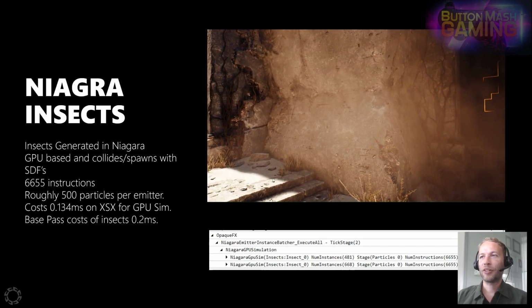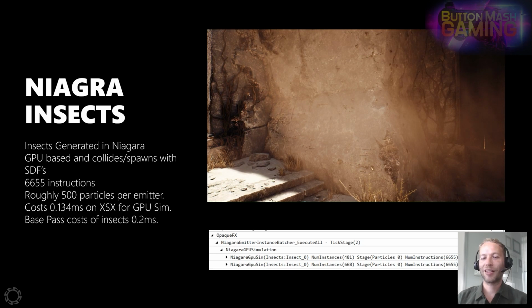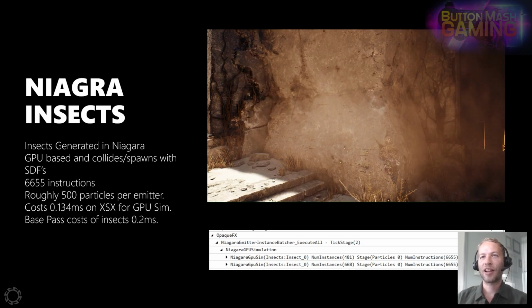We did a few other cool little tests here. We were inspired by some of Epic's Niagara insects in their UE5 reveal video, so we added some insects to the scene using Niagara. They're GPU based, of course. They collide and spawn with the SDFs. 6,655 instructions, and there's about 500 particles per emitter. I wanted to measure this and see what it costs on Xbox Series X, and it was about 0.134 just for these insects. Relatively cheap for what it is.